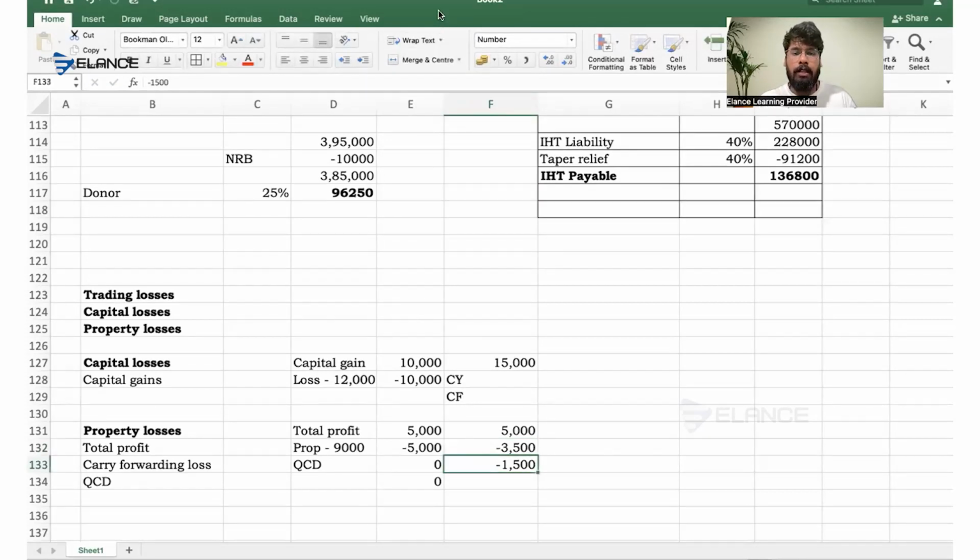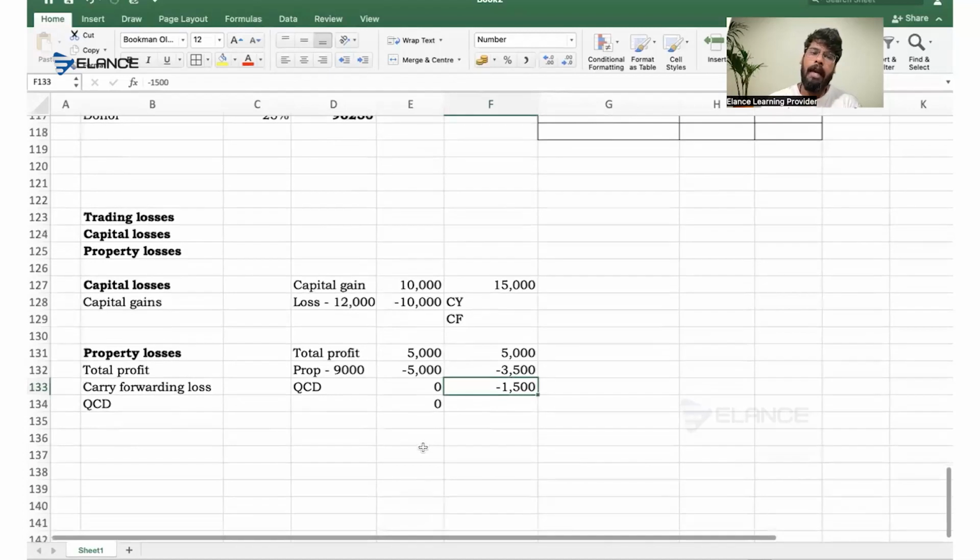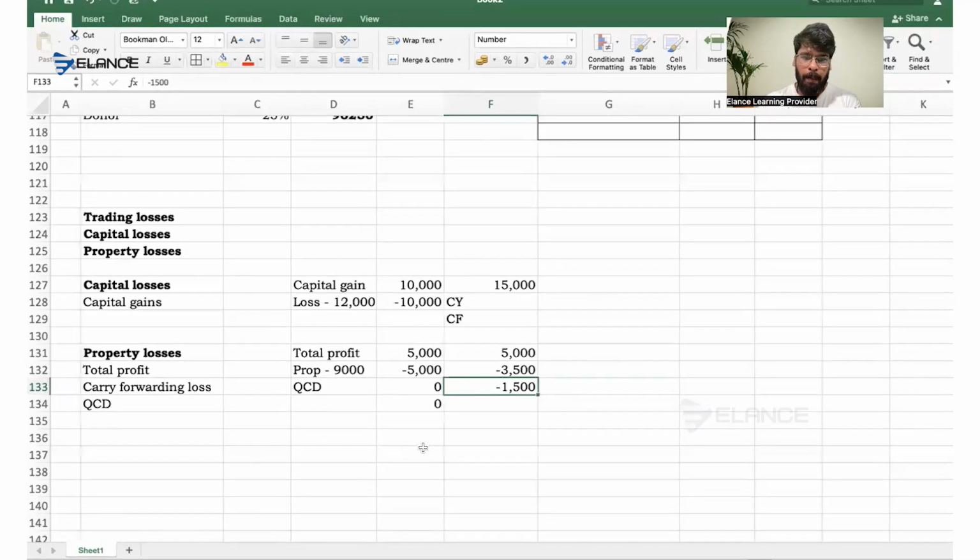Okay, then still the loss is unrelieved, and we can carry forward that remaining 500 loss to the future. So this is how we set off the property losses. The same criteria we should follow in the trading losses also. While we are carry forwarding the trading losses to the future, we should reserve the QCD amount first, and the carry forwarded loss should not be a reason for wasting a QCD. That is the rule set out by HMRC.